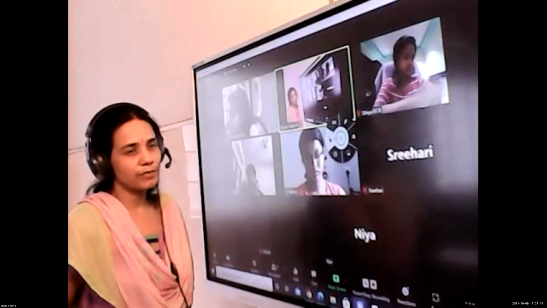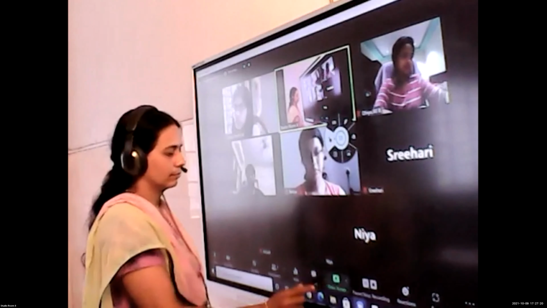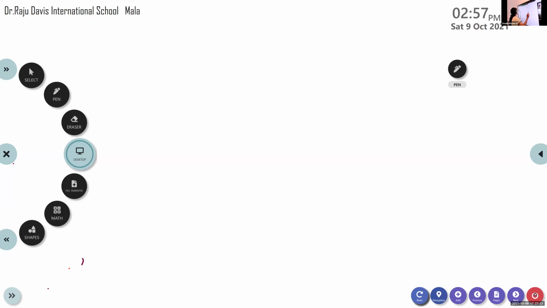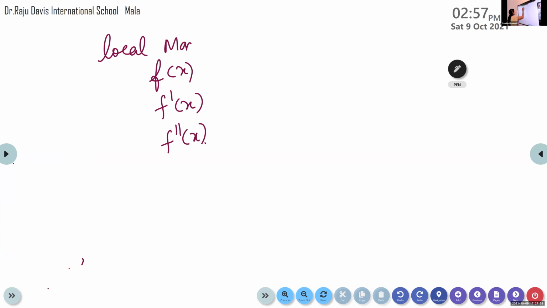Whenever we are given a function f of x, what you have to do? You have to find f dash of x. Suppose we are given a function f of x. Find f dash of x and f double dash of x. So first, I'm explaining local maxima using the second derivative test.